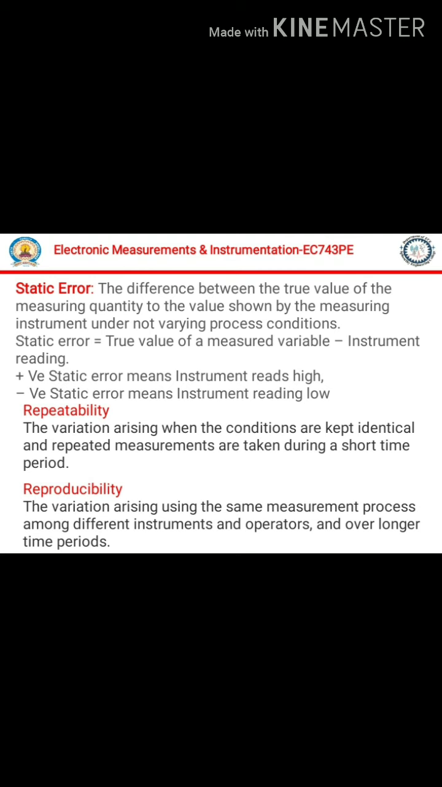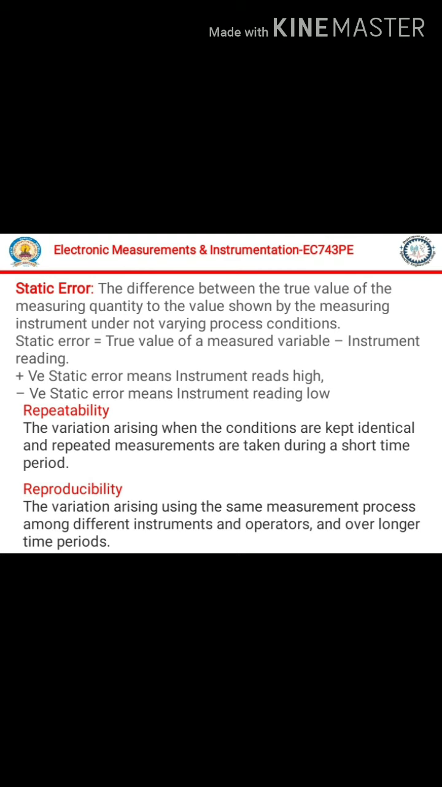Next, repeatability. Repeatability is another performance characteristic, generally defined for a short time. When you repeat the experiment on the same parameter in a short time, if you are able to get the same value, the instrument is called repeatable.